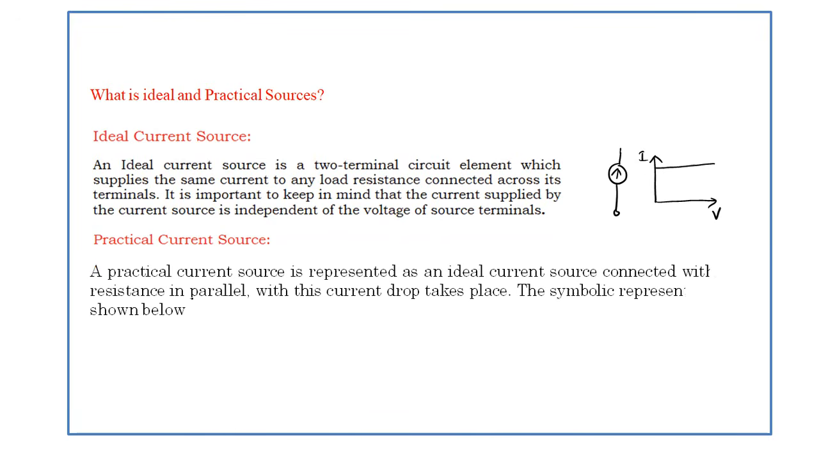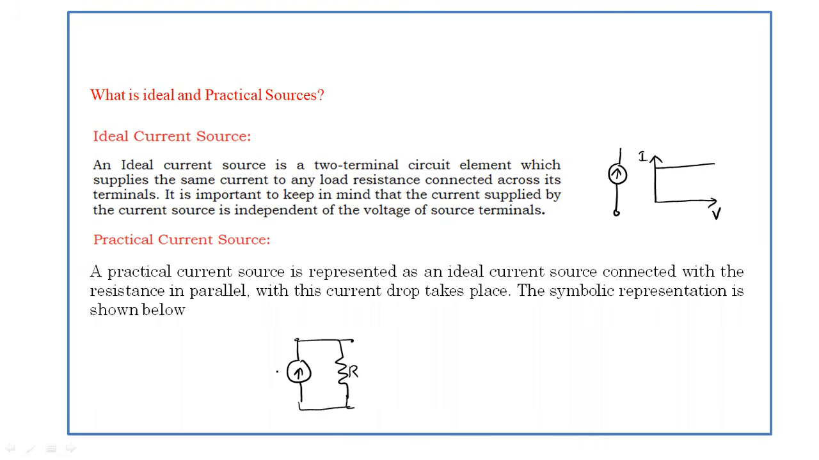But in case of the practical characteristics, a practical current source is represented as an ideal current source that is connected with a resistance in parallel. With this, current drop takes place. The symbolic representation is shown below. Here, in the practical current source, one internal resistance is connected in parallel with the current source.